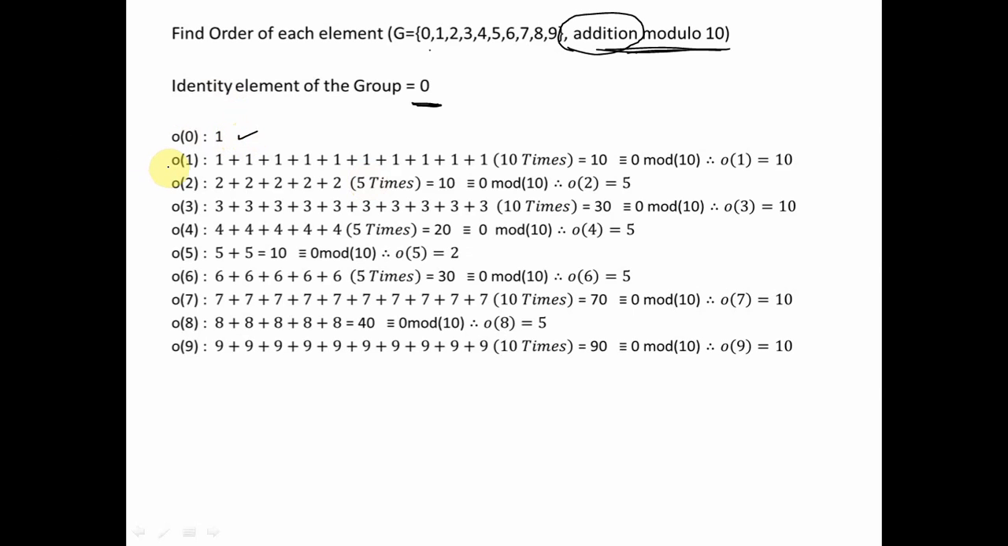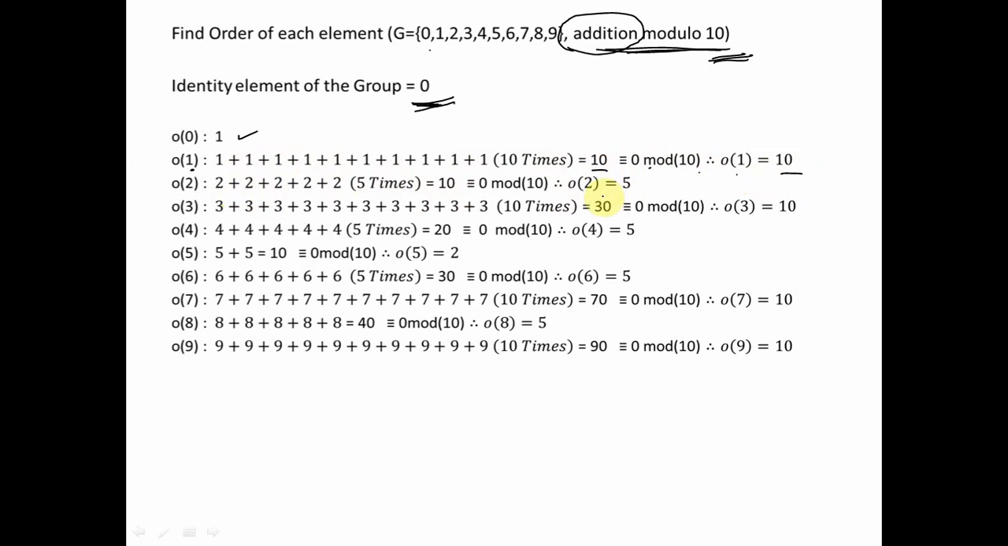Now what is the order of 1? How many times should I add 1 so that the resultant when divided by 10 gives me a remainder of 0? So it is 10. If I add 1 ten times, I get 10. 10 gives me 0 when divided by 10. So the order of 1 is 10.